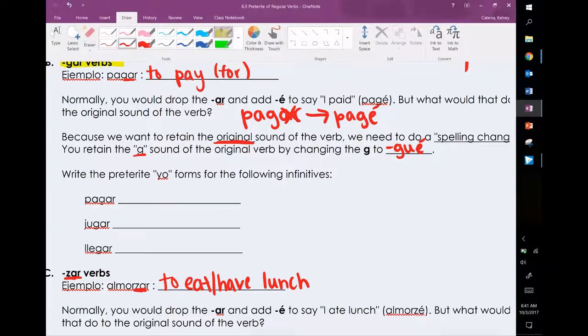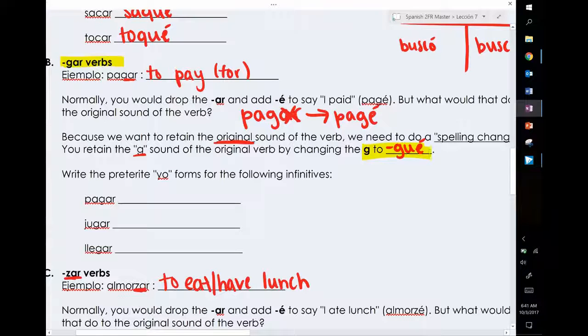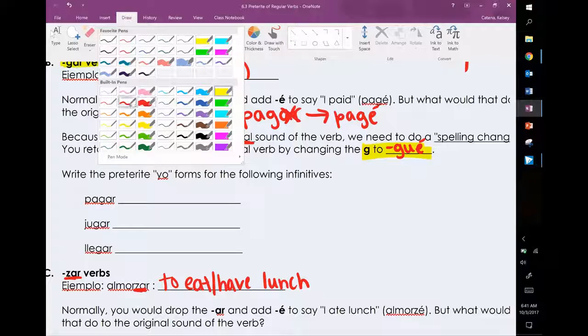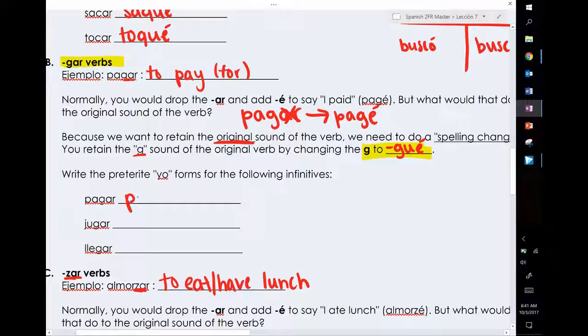For the gar verbs, we change G to G-U-E with an accent. So the preterite yo form of pagar would become pagué, jugar, jugué, llegar, llegué. We're going to come back to jugar. It's kind of special.